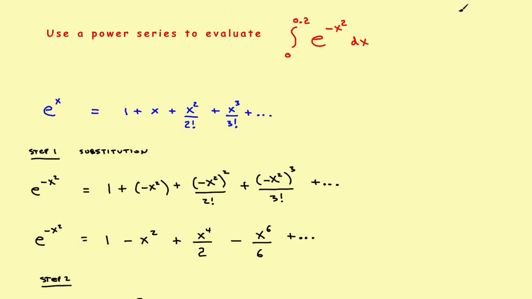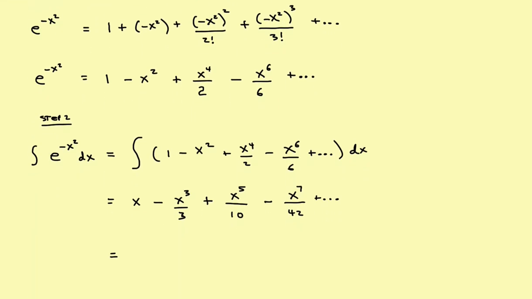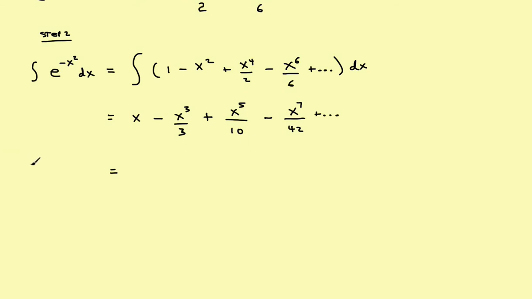Again, we'll go back up to the top here. We want to evaluate it between 0 and 2. So we'll go back to here and change it from an indefinite to a definite integral, from 0 to 0.2 of e to the minus x squared dx.